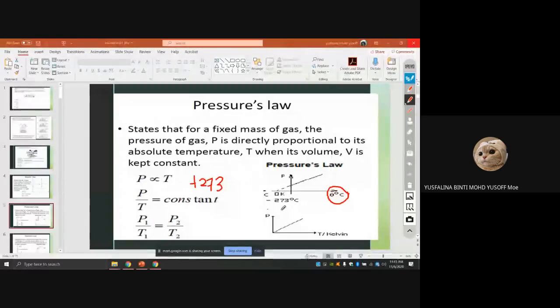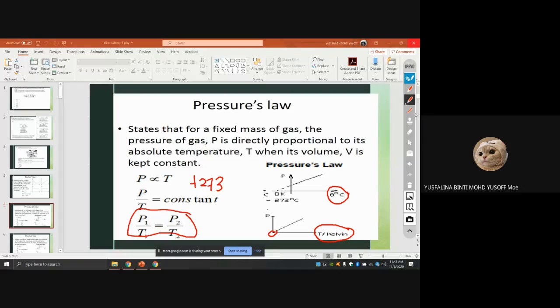But if the x-axis is in Kelvin, the graph will pass through the origin, origin here. So you have to differentiate: we see the axis first, whether the x-axis is degrees Celsius or Kelvin. So this is the Pressure's law.